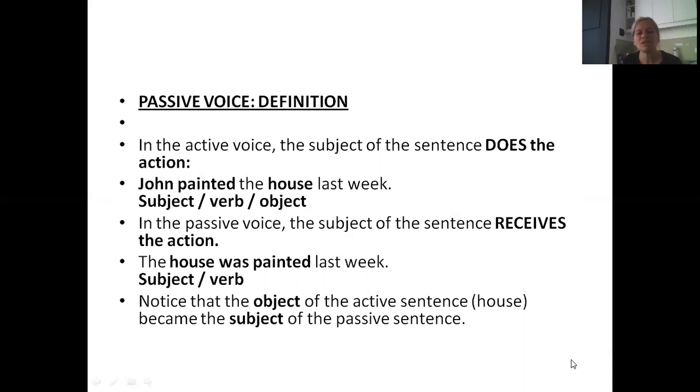Then, in the active voice, the subject of the sentence does the action. For example, Sean painted the house last week, yes? And in the passive voice, the house, yes, was painted last week, right? Okay? Here, this is a clear example for you to understand the differences between the active voice and the passive voice.